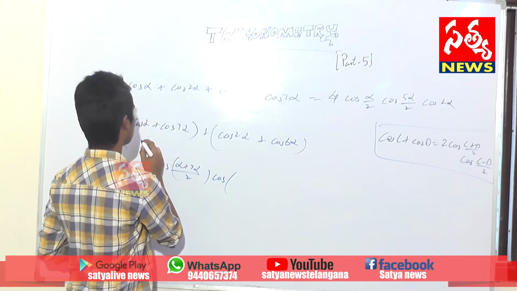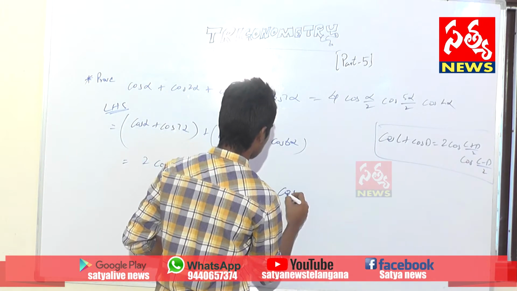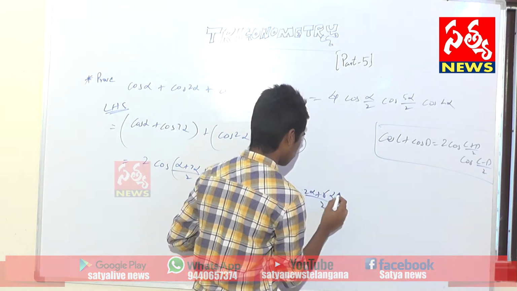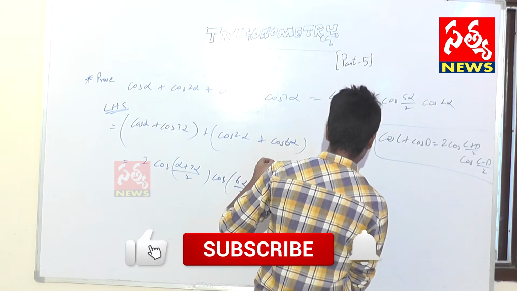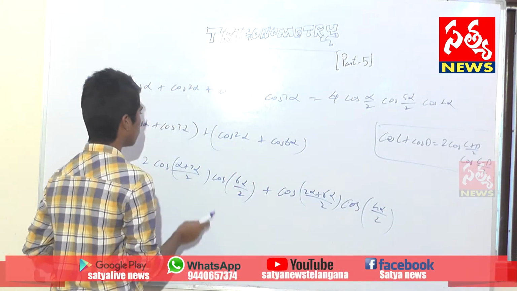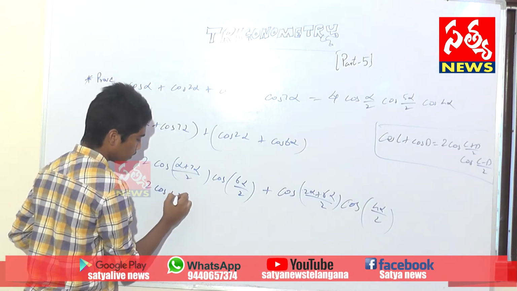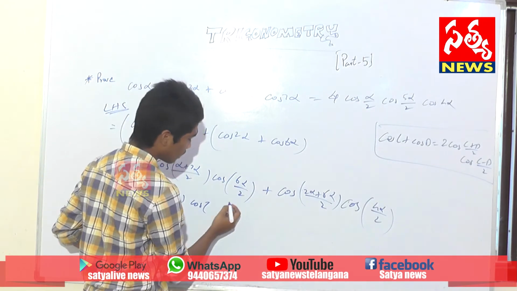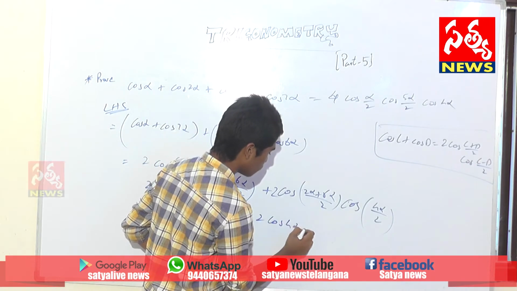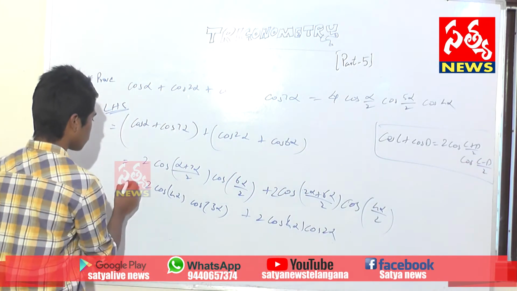So we get 2 cos of 7 alpha plus alpha by 2 into cos of 7 alpha minus alpha by 2, plus 2 cos of 2 alpha plus 6 alpha by 2 into cos of 6 alpha minus 2 alpha by 2, as 6 minus 2 is 4 and here 7 minus 1 is 6. 2 cos 8 alpha by 2, we get 4 alpha, and here 6 alpha by 2 is 3 alpha, plus 2 cos 4 alpha into cos 2 alpha. Right, this is the one we get.